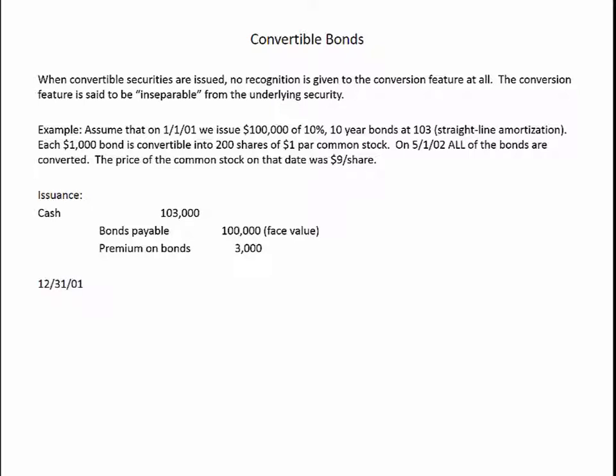At the end of the year, we do our annual interest and amortization. We have our coupon interest, again $100,000 times 10% for a year, and we have our amortization, a $3,000 premium spread straight line over 10 years at $300 per year.